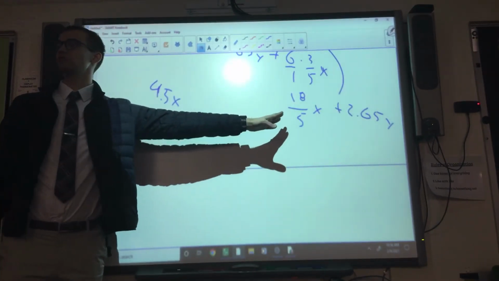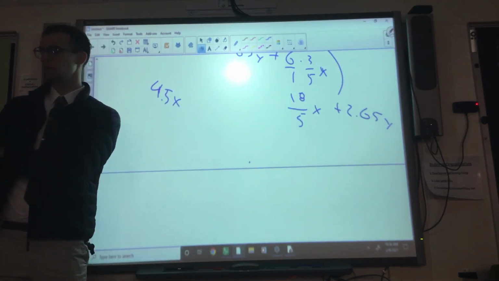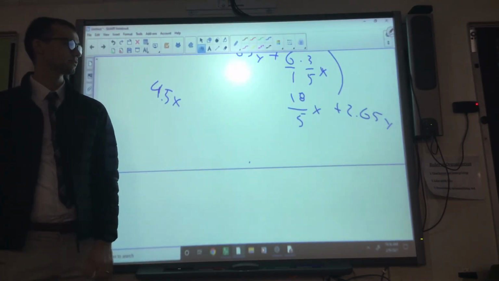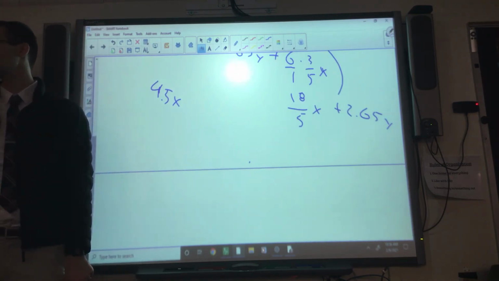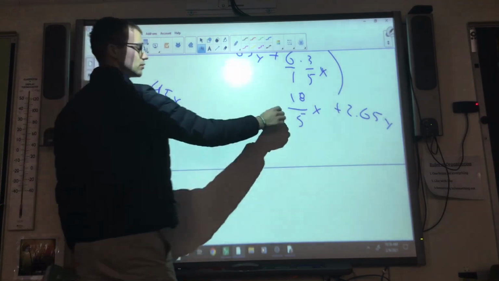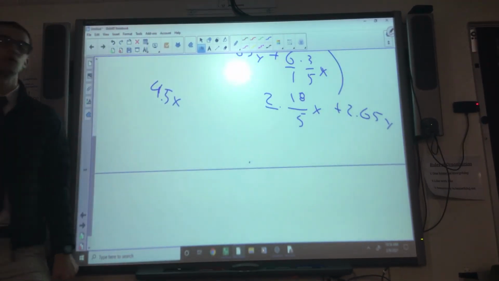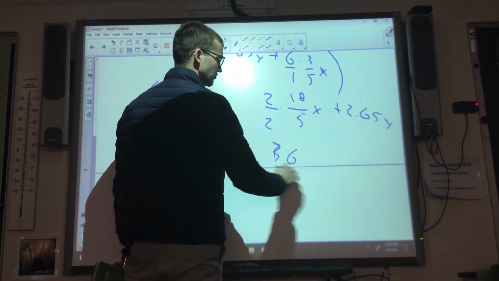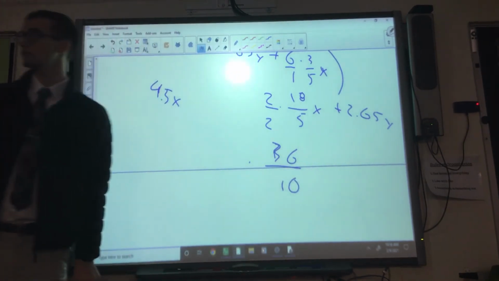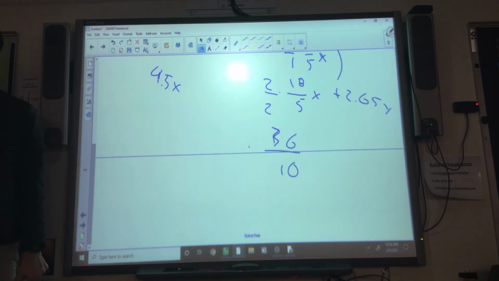You can actually turn this into a decimal pretty easily. How? Multiply by 2 over 2, because that gets you the same thing. And that gets you 36 over 10, which as a decimal is what? 0.36 would be 36 over 100. So 3.6.